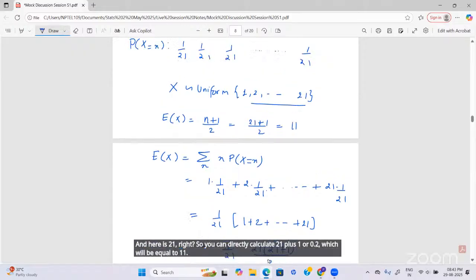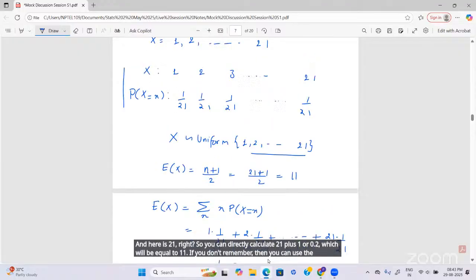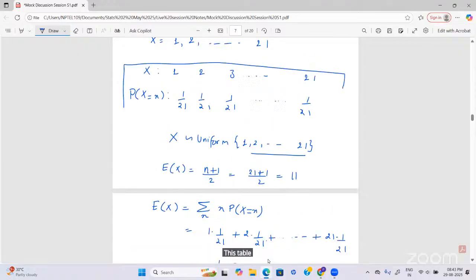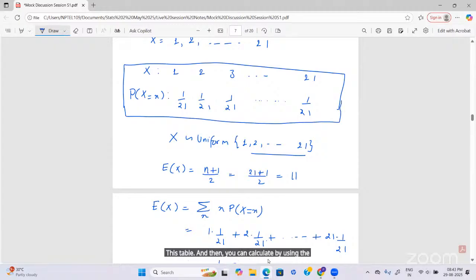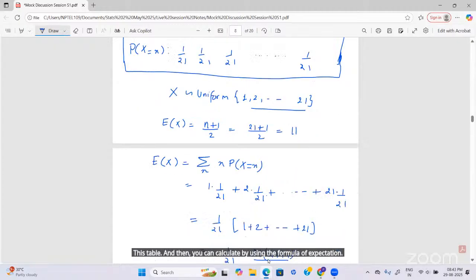If you don't remember, then you can use the PMF table, this table, and then you can calculate by using the formula of expectation, which is in general. This is the general formula for expectation. Ma'am, X here is the number of trials required to unlock, or is it the number of the key?